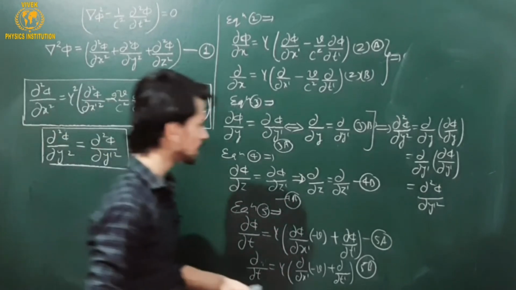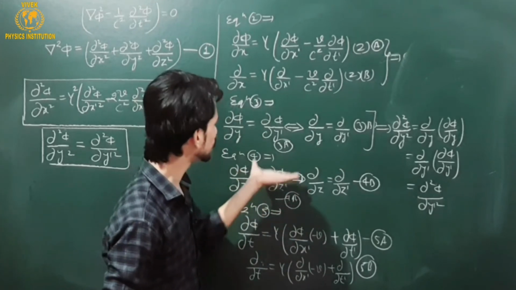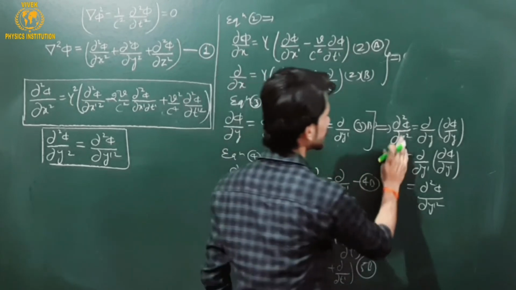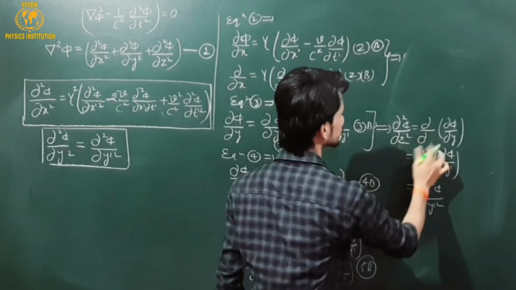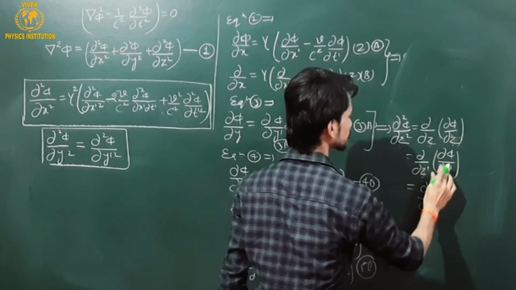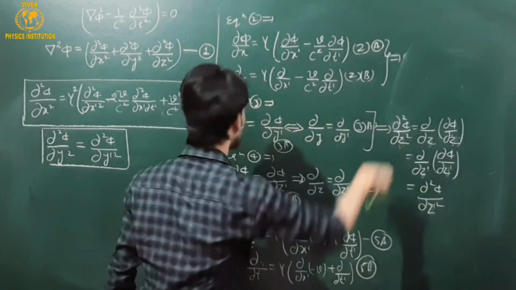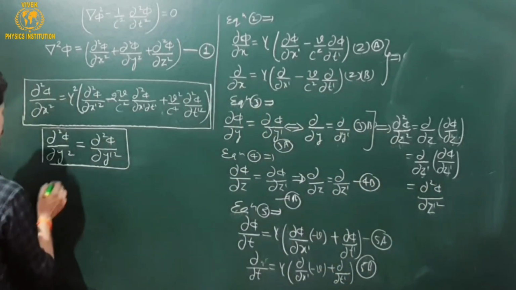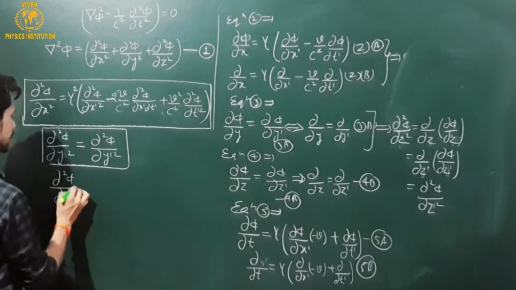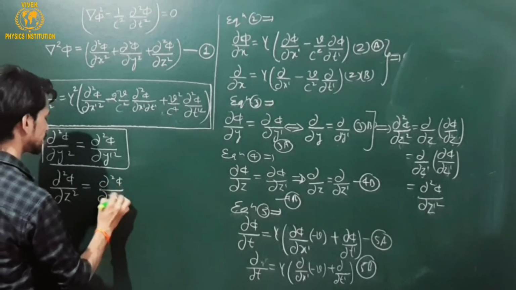Okay. Similarly, you can get the value of del square phi over del z square, because these are equations of the same nature. So similarly, I will replace z with z dash, and this is z dash square. So this will give me the second derivative of phi with respect to z: del square phi over del z square equals del square phi over del z dash square.